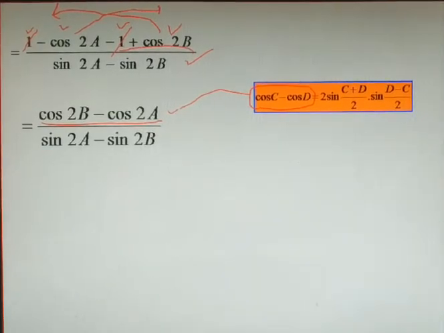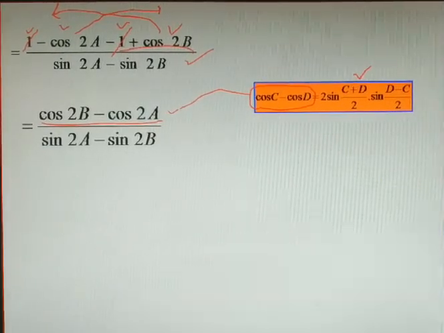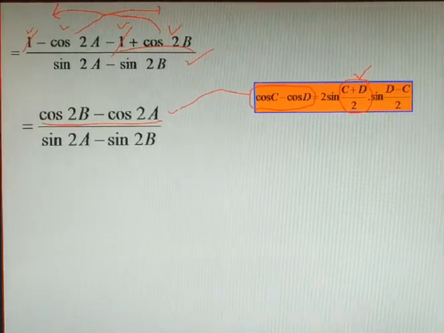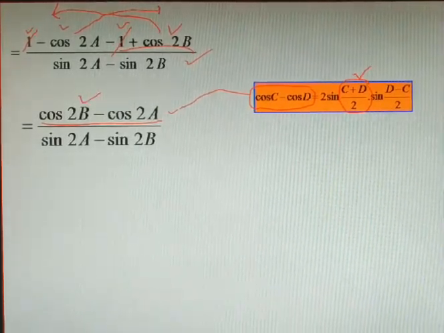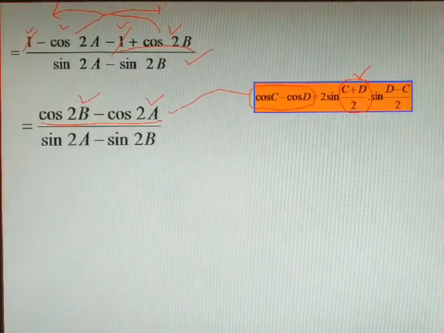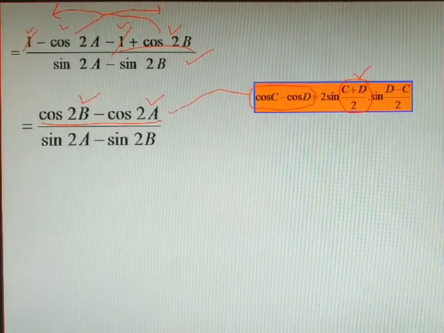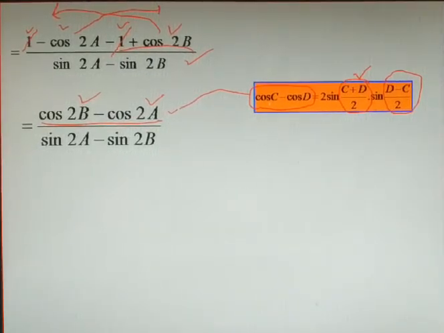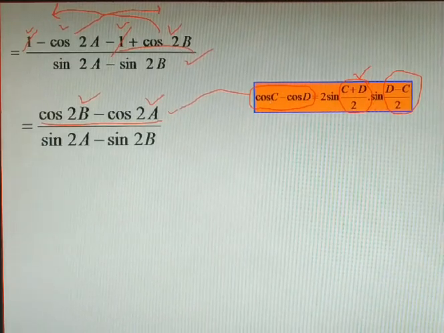So this can be written as 2 sine (c plus d) by 2. In place of c we have 2b here, and in place of d we have 2a. Again into sine (d minus c) by 2. So this is what we'll write in the next step.